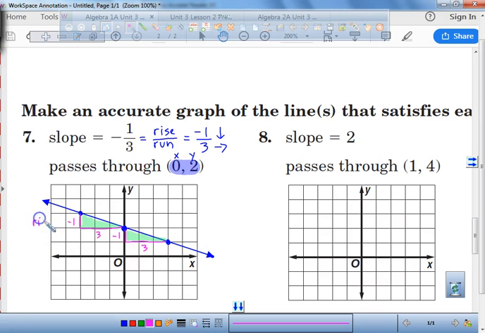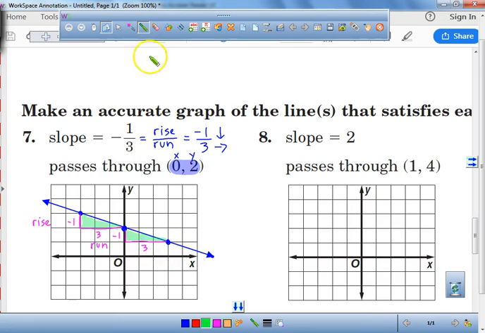This section right here is called the rise. This section is called the run. So it's going down 1 and over 3. And notice, it's called a constant rate of change. So it continually goes down 1, over 3, down 1, over 3. Can you see how this would continue even though I didn't quite finish it here? It will continue to do what? Go down 1 and over 3.